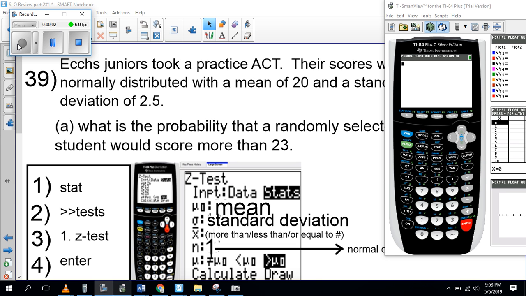Okay, so number 39, it says ECHS juniors took a practice ACT. Their scores were normally distributed with a mean of 20 and a standard deviation of 2.5. What is the probability that a randomly selected student would score more than 23?